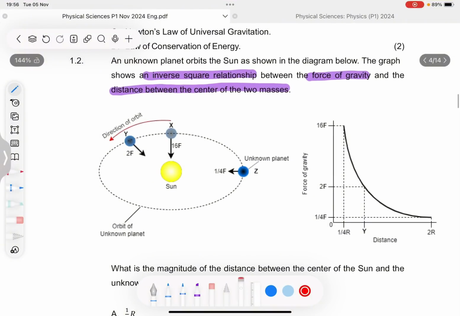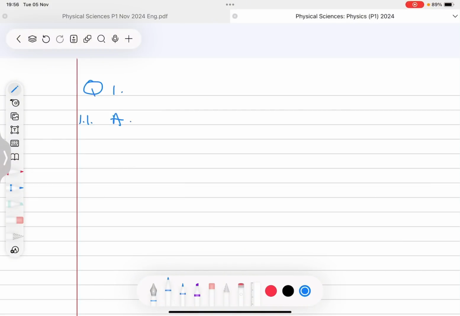Now, in order for us to do this question, we will run through a series of equations so that we are able to break this question down. The first thing that I will do is determine the force using our universal law of gravity: the universal constant times the mass of the sun times the mass of the unknown planet over the distance between the centers squared will give me the force.